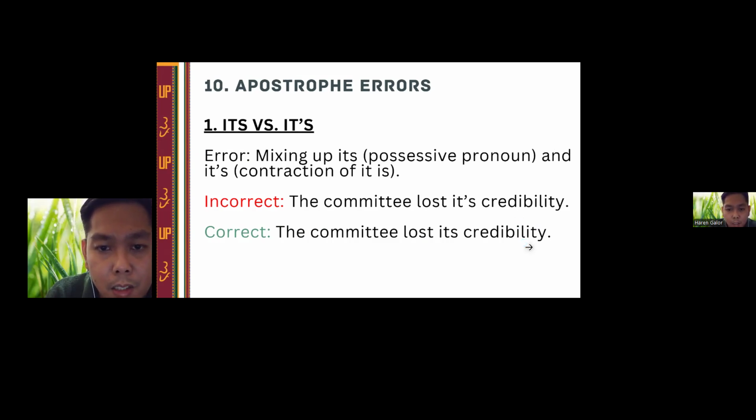is actually a contraction of it is. So when you read it without the contraction, it will sound awkward, like the committee lost it is credibility. So it's actually wrong. You have to use the possessive pronoun its without an apostrophe.